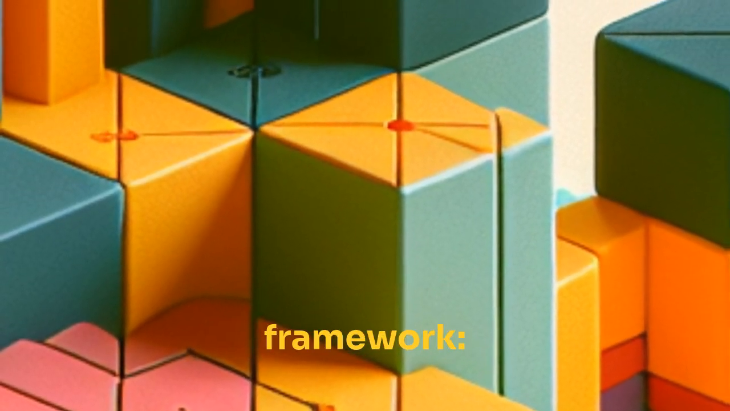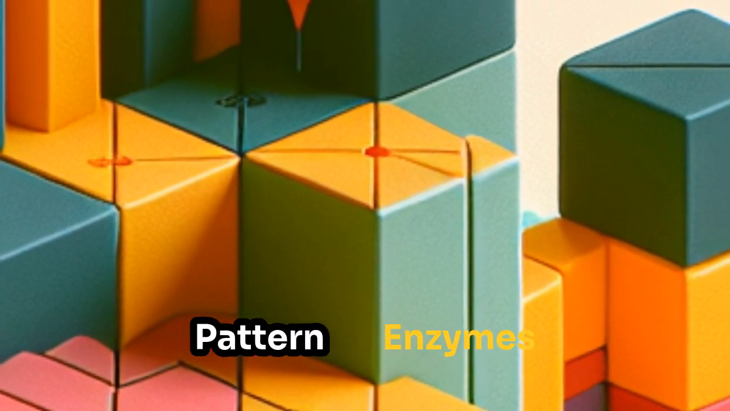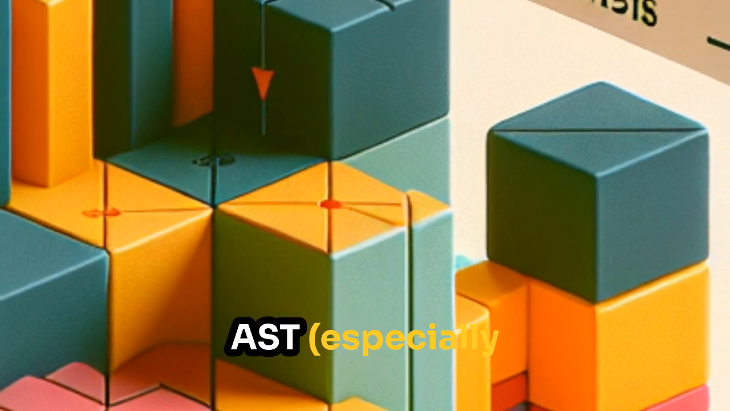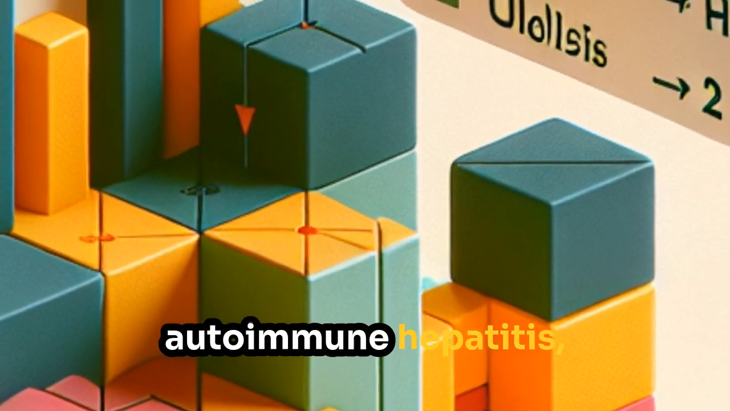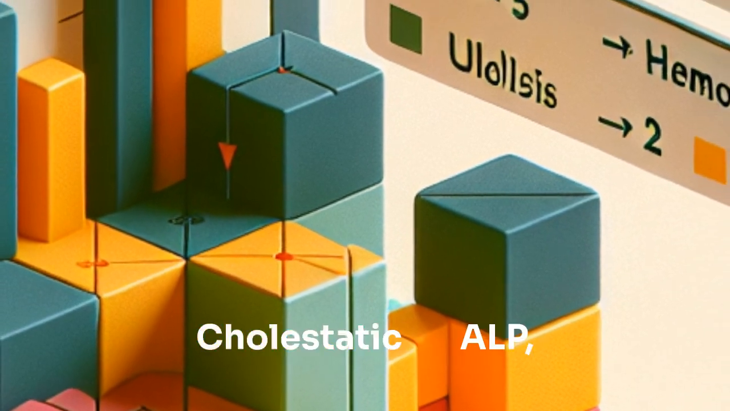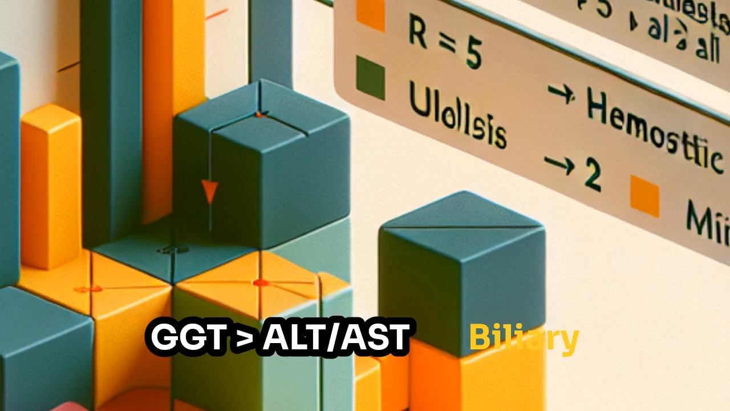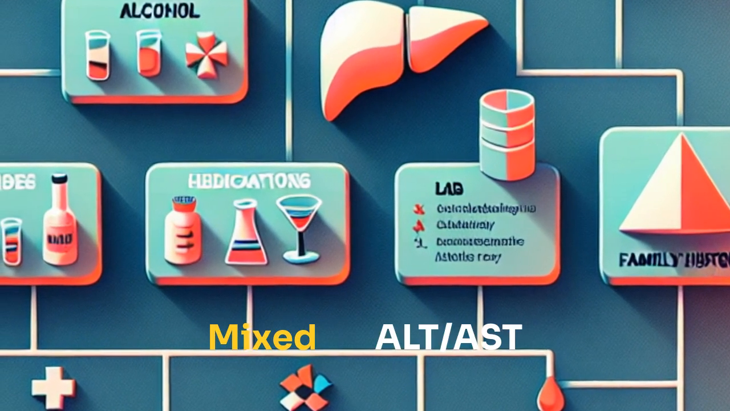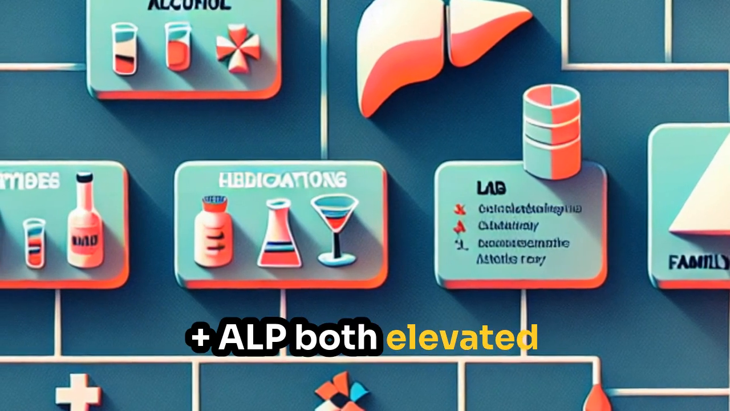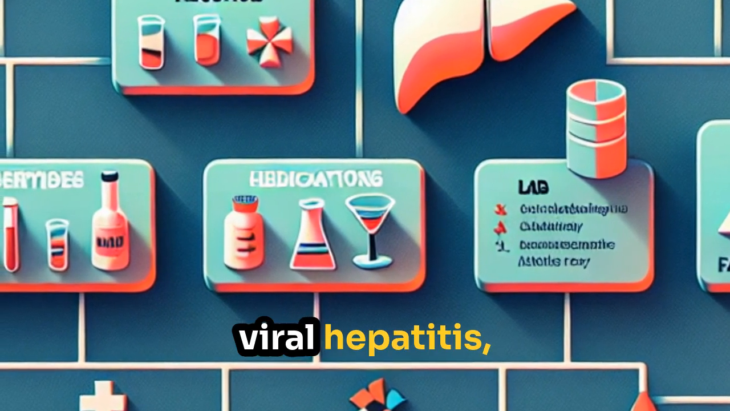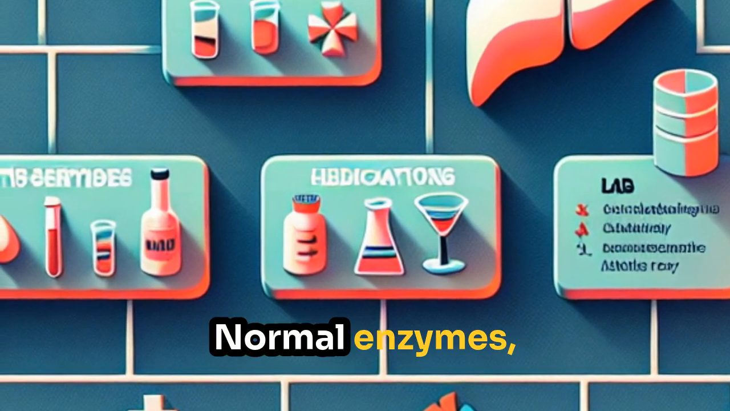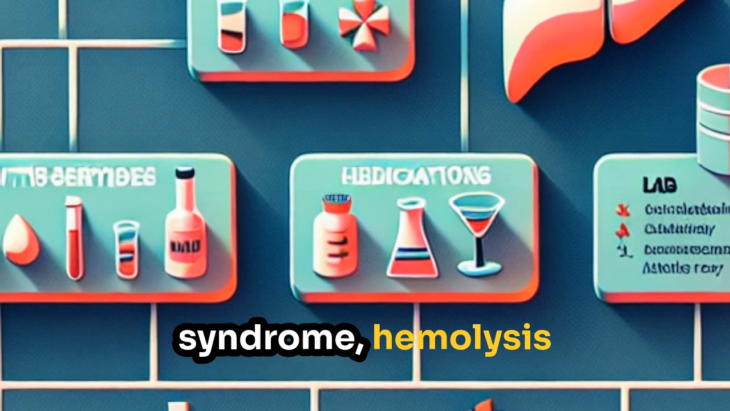Liver enzyme interpretation is all about patterns. Here's a simple framework. Pattern, enzymes elevated, common causes. Hepatocellular: ALT, AST, especially viral hepatitis, autoimmune hepatitis, drugs, ischemia. Cholestatic: ALP, GGT, biliary obstruction, cholangitis, infiltrative disease. Mixed: ALT, AST plus ALP, both elevated: drug-induced injury, viral hepatitis, autoimmune hepatitis. Isolated bilirubin, normal enzymes, elevated bilirubin: Gilbert syndrome, hemolysis.